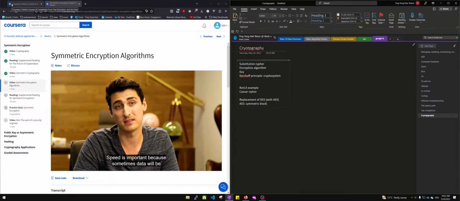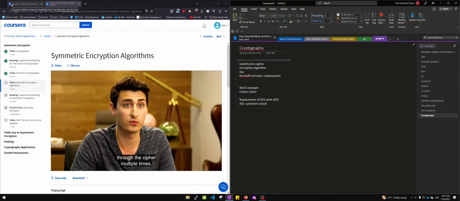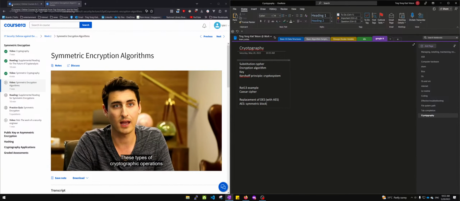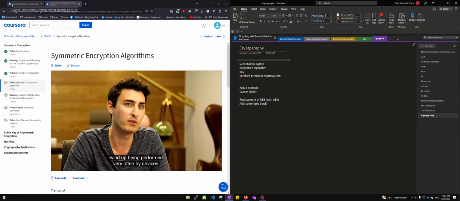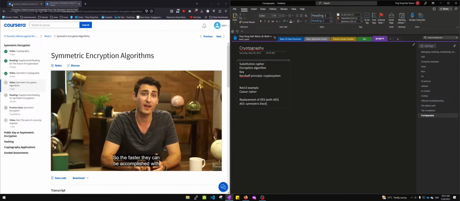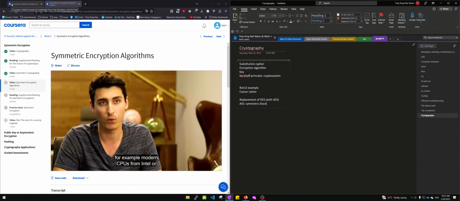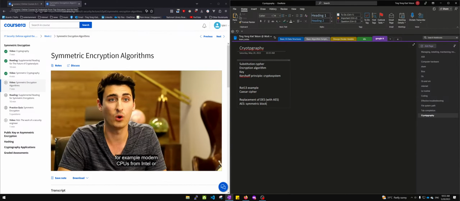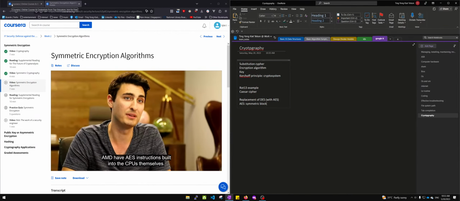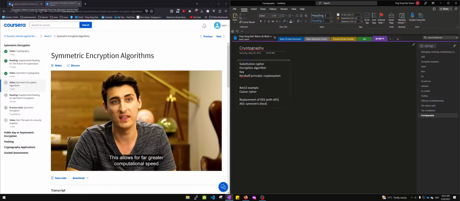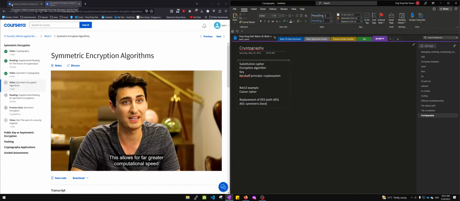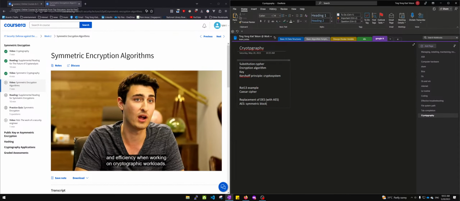Speed is important because sometimes data will be encrypted by running the data through the cipher multiple times. These types of cryptographic operations wind up being performed very often by devices, so the faster they can be accomplished with minimal impact to the system, the better. This is why some platforms implement these cryptographic algorithms in hardware to accelerate the processes and remove some of the burden from the CPU. For example, modern CPUs from Intel or AMD have AES instructions built into the CPUs themselves. This allows for far greater computational speed and efficiency when working on cryptographic workloads.